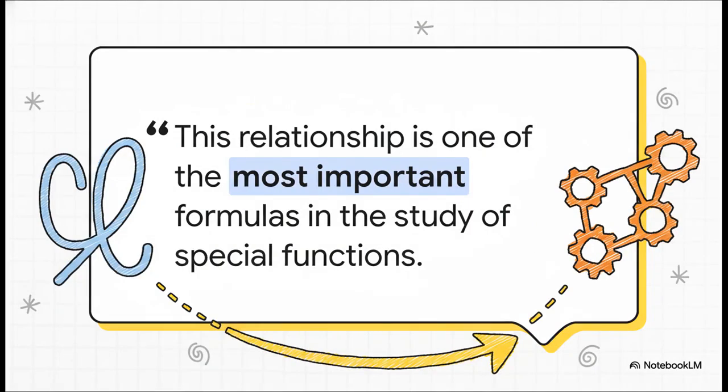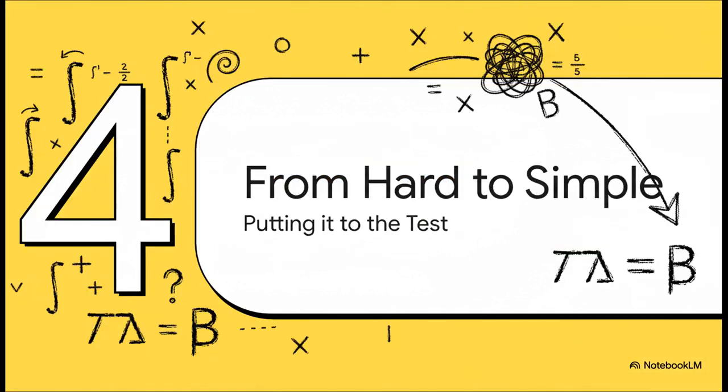And let me be clear, this isn't just some minor little trick. This identity is a huge deal in its field. It's a cornerstone that ties these two major functions together, and it lets us understand both of them in a much deeper way. Okay, enough talk. Theory is one thing, but let's actually see this thing work. Let's put the shortcut to the test.